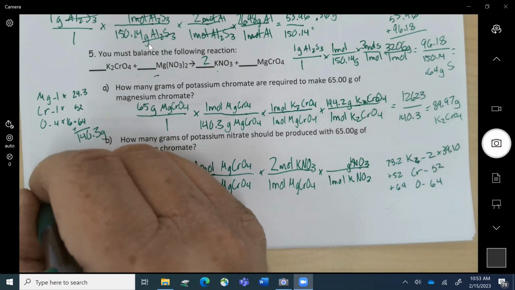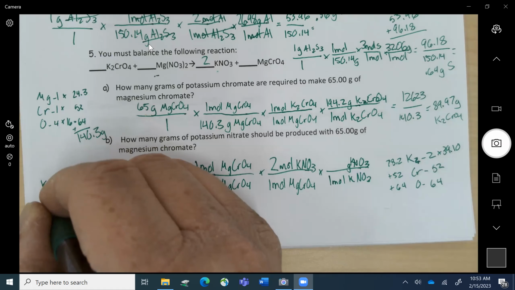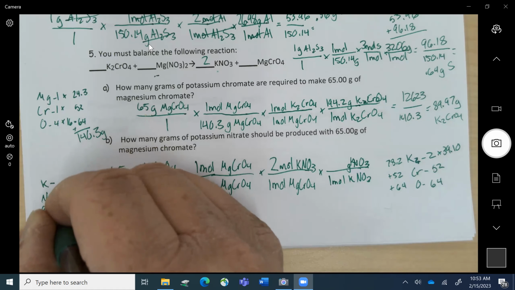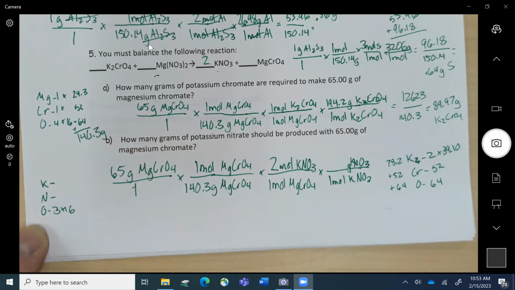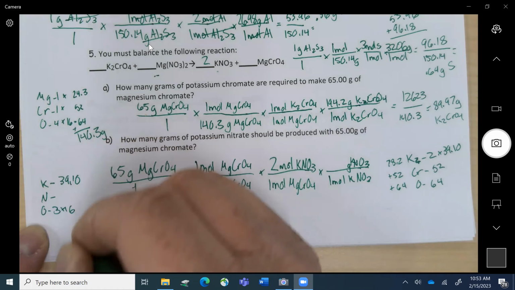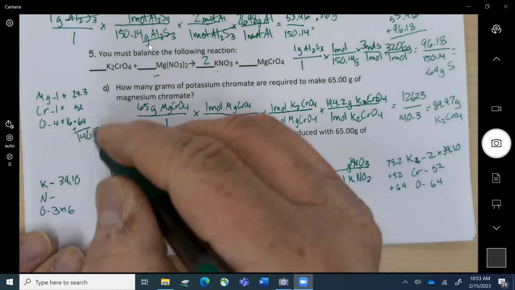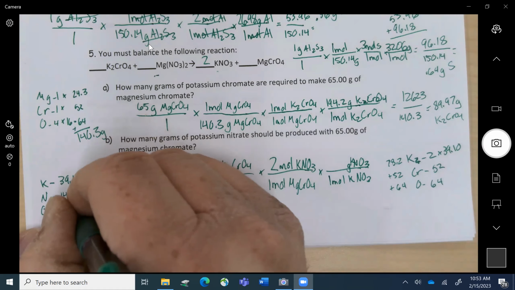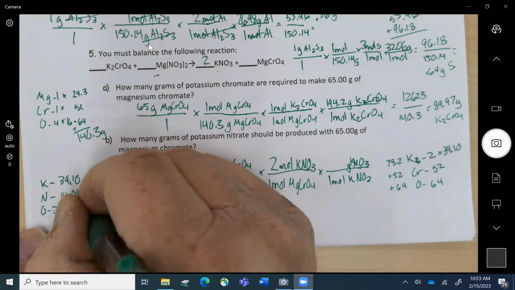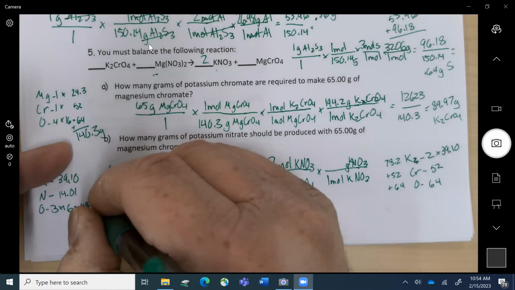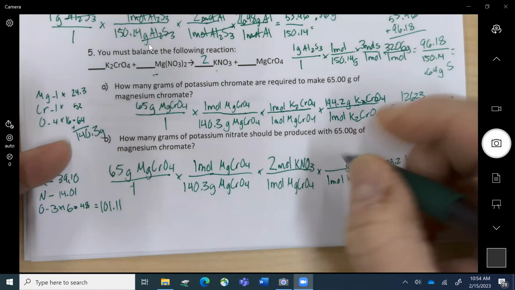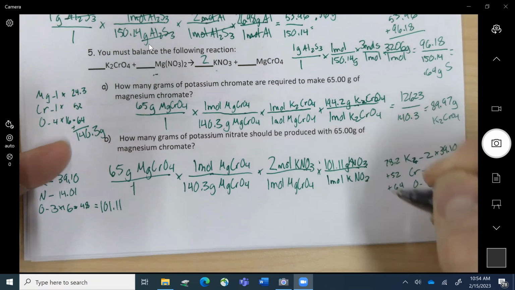So now I need to figure out this. KNO3: potassium is 39.1 because there's only one of them. Nitrogen, there's only one of them, and that's 14.01. And oxygen is 48. So I have to add those up. 39.1 plus 14.01 plus 48 is 101.11. So this is 101.11 grams there.